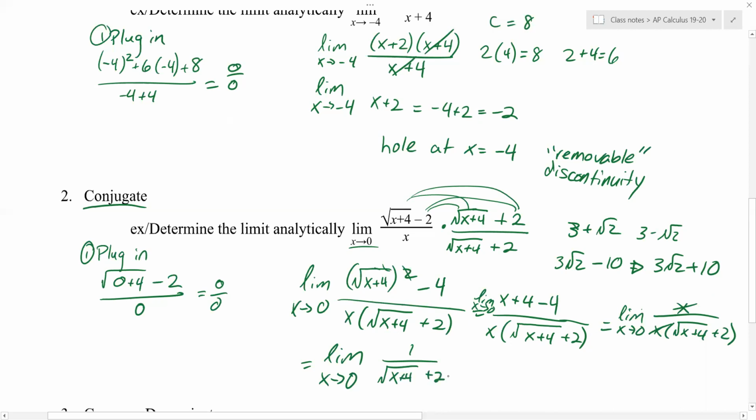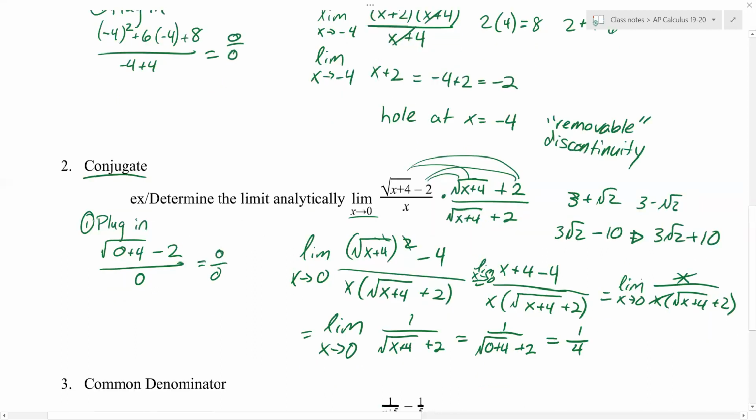Now we've removed our problem. So as x approaches 0, when we plug in, we get 1 over square root of 0 plus 4 plus 2. Square root of 4 is 2, plus 2 is 4. 1 over 4. Note, you only stop writing the limit when you plug in. When you plug in, you can stop writing the limit. Otherwise, you need to write the limit over and over again.